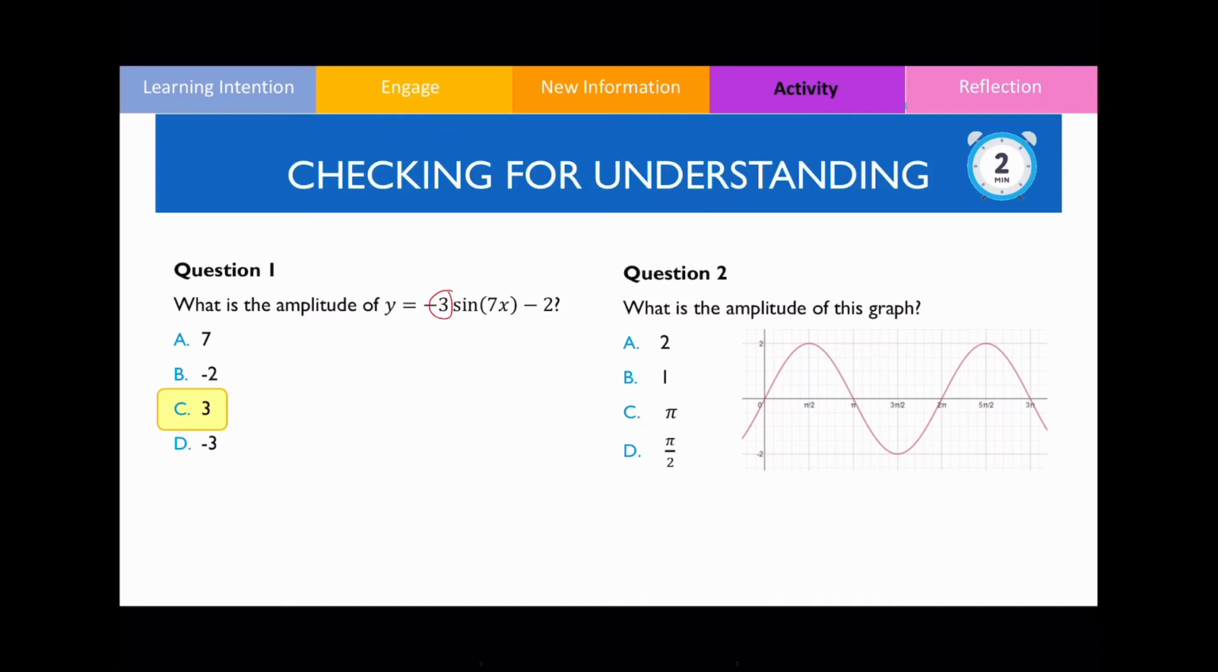Question 2 gives you the graph. So in this case, you need to eyeball what the amplitude is. Remember, it's the distance from the midline, and in this case this is the midline, to the tallest part. So therefore, it's going to be 2.